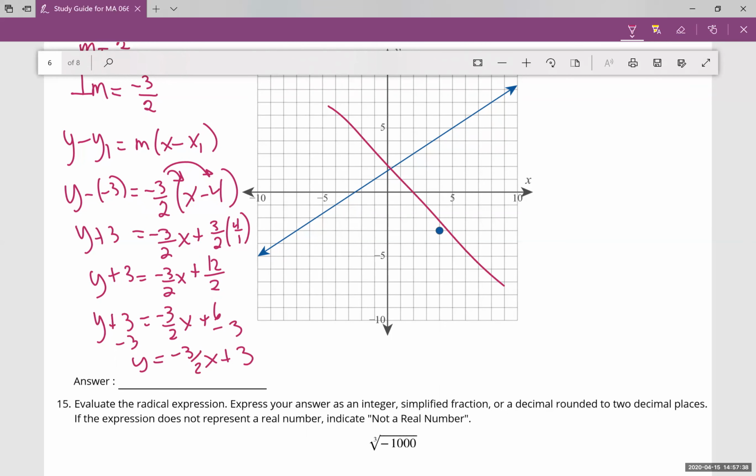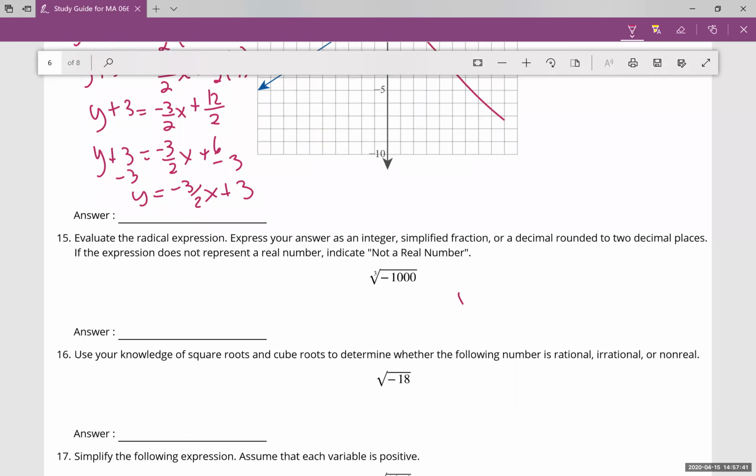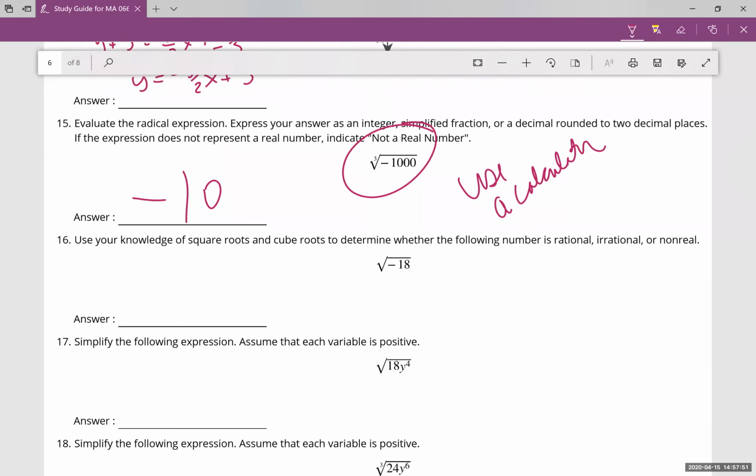All right, the next one here, number 15. Use a calculator. Practice on your calculator on this one. You'll see one like this. The answer is negative 10. Number 16, this is a square root of a negative number. Okay, I think you have to choose, is this rational, irrational, or non-real? This is non-real. You cannot do a square root of a negative number.